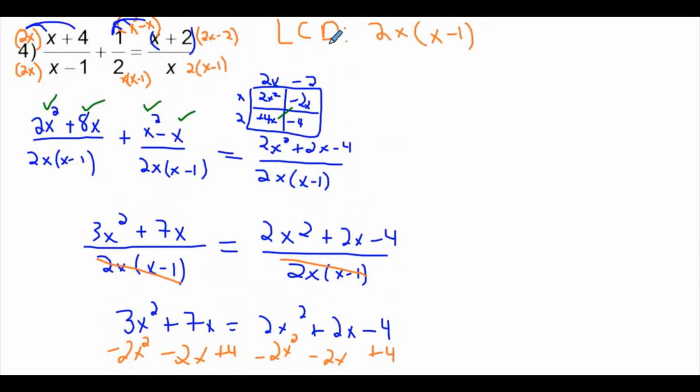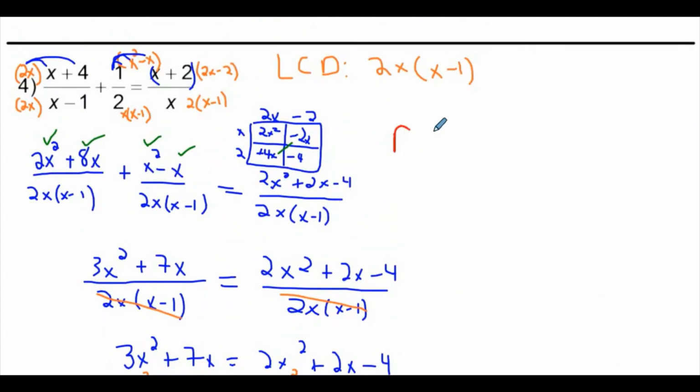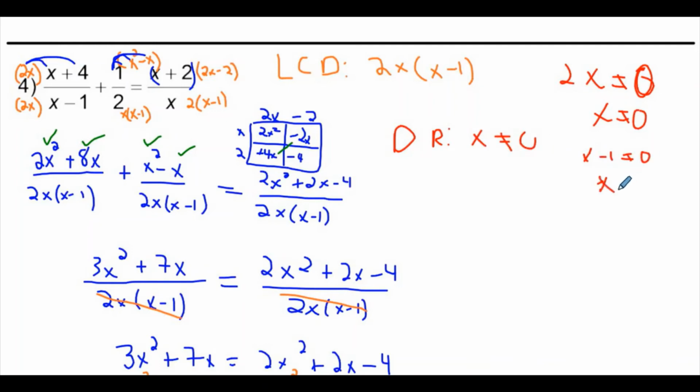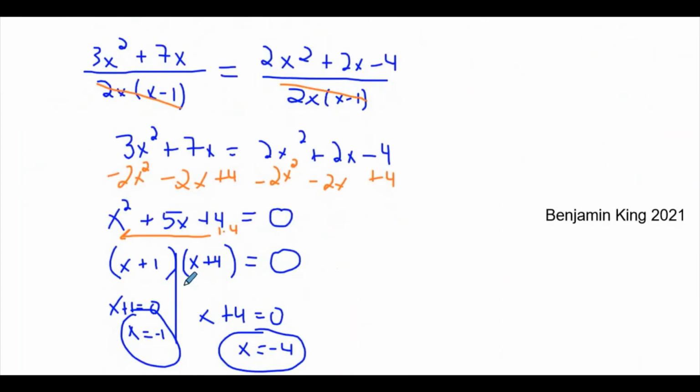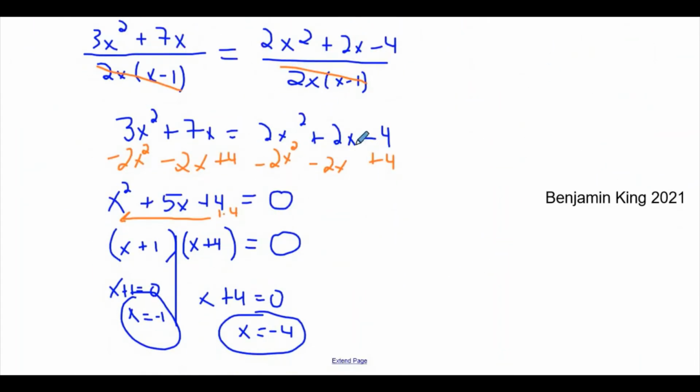Now, what do I mean by that? Well, our domain restriction at the very beginning would be if I set 2x not equal to 0. Remember, my anti-solutions. So x is never allowed to equal 0. All right, so x can never equal 0. And x minus 1 can never equal 0, so x can never equal 1. So those are my answers that are not allowed. And when I go back and look down here, 0 and 1 are not my solutions. So they appear to work, right?